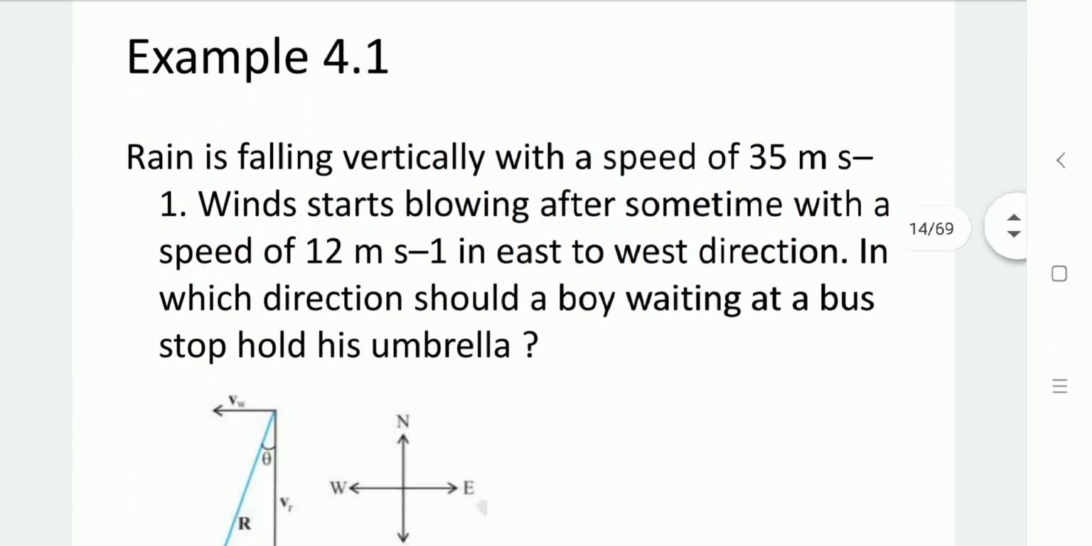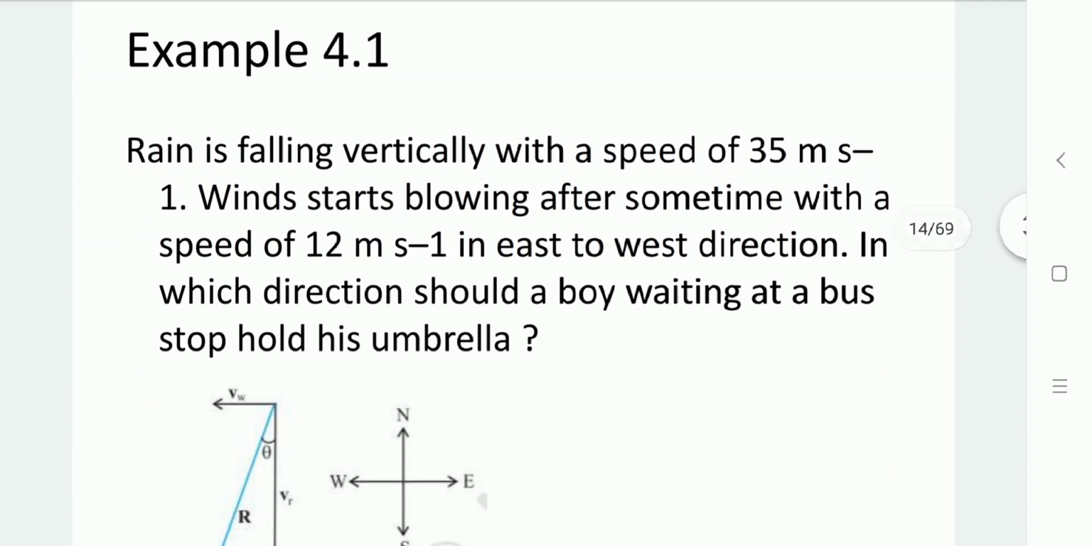Now, let us take an example regarding the same. Rain is falling vertically with a speed of 35 meters per second. Wind starts blowing after some time with a speed of 12 meters per second in the east to west direction. In which direction should a boy waiting at a bus stop hold his umbrella?